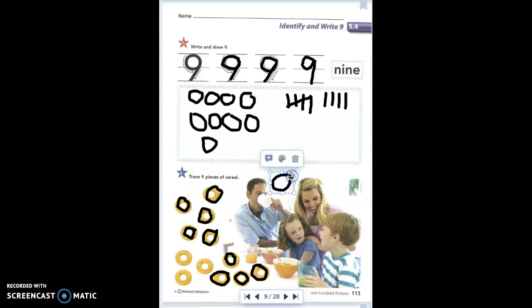Number 9. Oops, I don't want to move you. I just want to make your stick. There we go. Number 9.